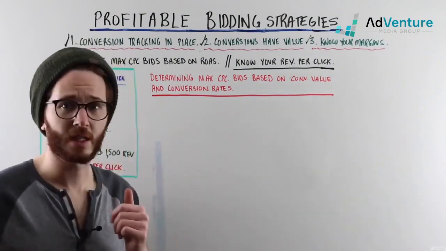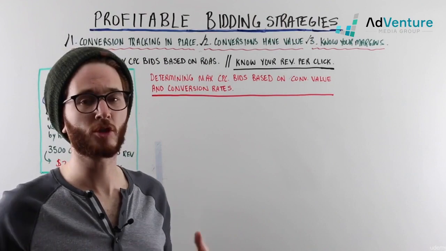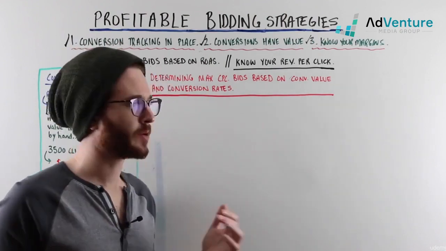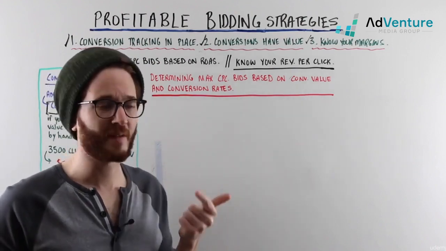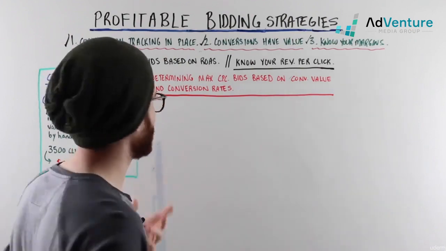So, like we discussed, you need to have some basic information before you could determine a max CPC bid. You can't just determine it from square one. For example, we can't go into our Poppin account right now and determine what a profitable max CPC bid is because we don't have any data on conversions, we don't have data on conversion rate, we don't have data on average conversion value, things like that.